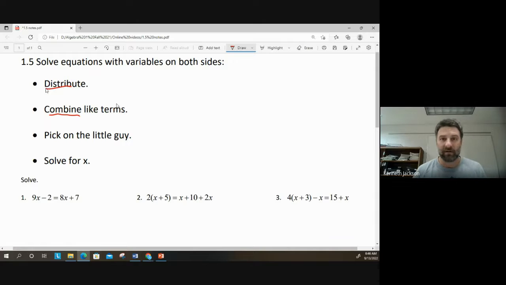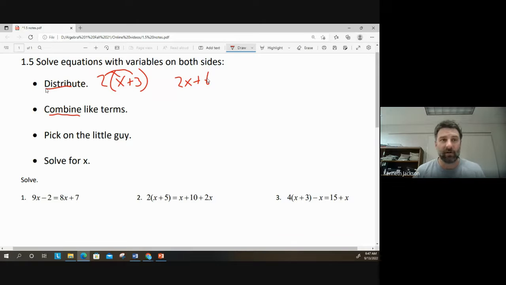A quick refresher on distributing, combining like terms. If you have a set of parentheses in the equation, something like this, to get rid of those parentheses, you have to distribute, which means you're multiplying. When you multiply, 2 times x is 2x, 2 times 3 would be plus 6.